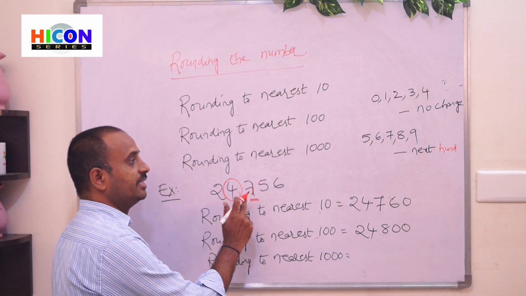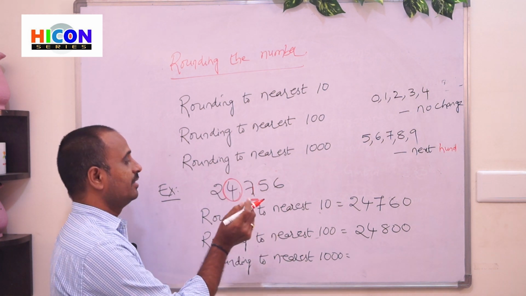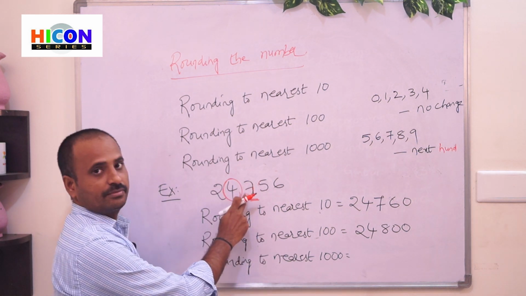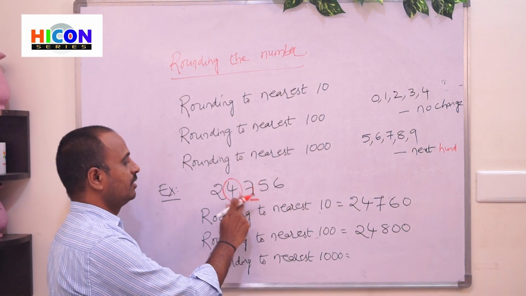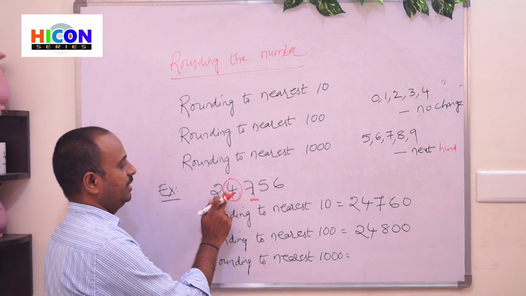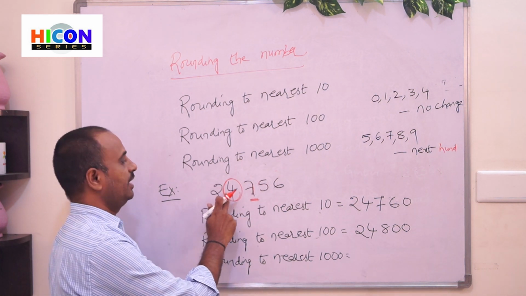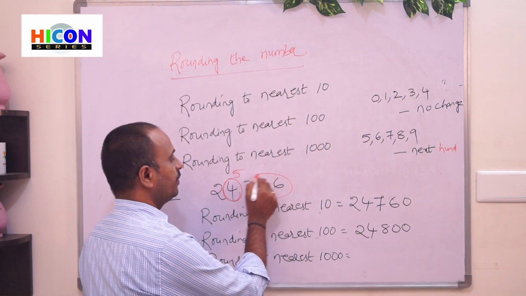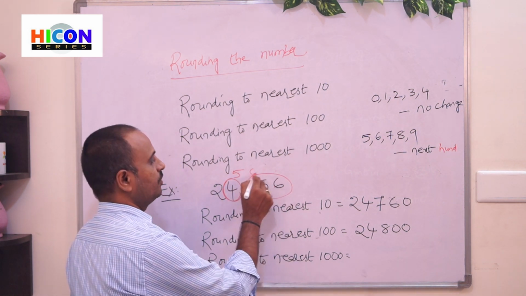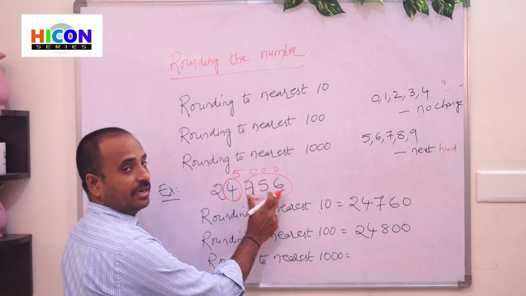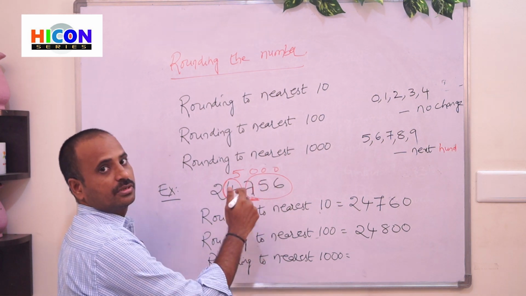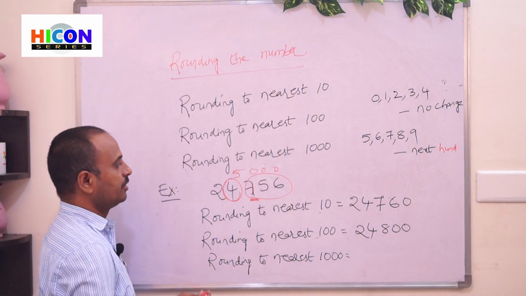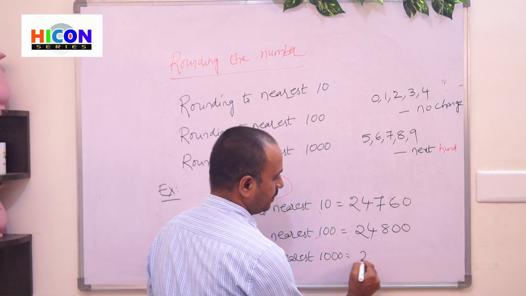If the next digit is greater than 5, then write the next thousands. Here the digit is 7 and it is greater than 5. So write next thousands. Here the thousands place is 4 and its next thousand becomes 5, and keep zeros for the remaining 3 digits. 1, 2, 3. Keep 3 zeros for the remaining 3 digits. Then this number becomes 25,000.